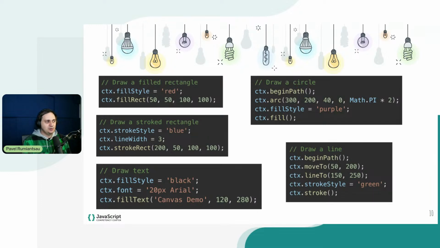So imagine that you are working with, I don't know, a paint application. So you need to choose which color to use. You need to understand what will be the position, and you need to draw it. So very similar in the code.